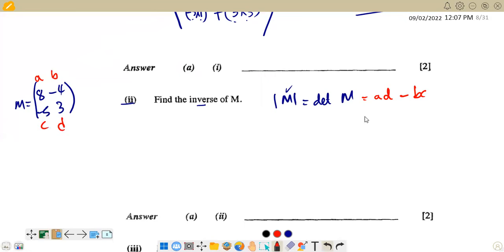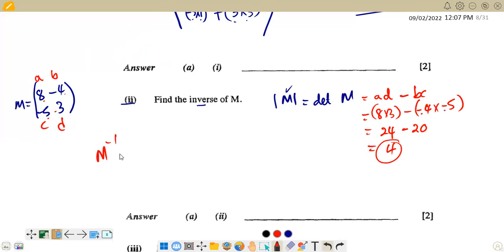Our AD, in this case, we've got 8 and 3. So we're going to multiply 8 by 3, minus BC, which is -4 and -5. So it's -4 times -5 in this case. So let's combine. 8 times 3 is 24. So that's a 24 here, minus -4 times -5, that's a positive 20. If I subtract, I'm going to obtain positive 4. So that is the determinant.